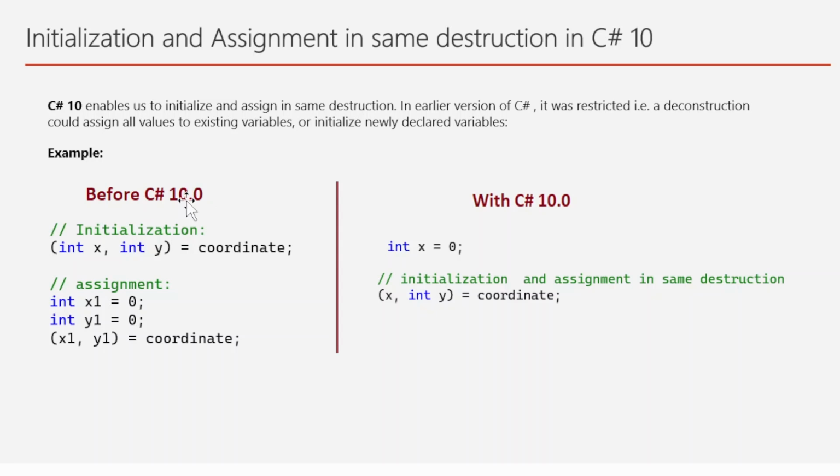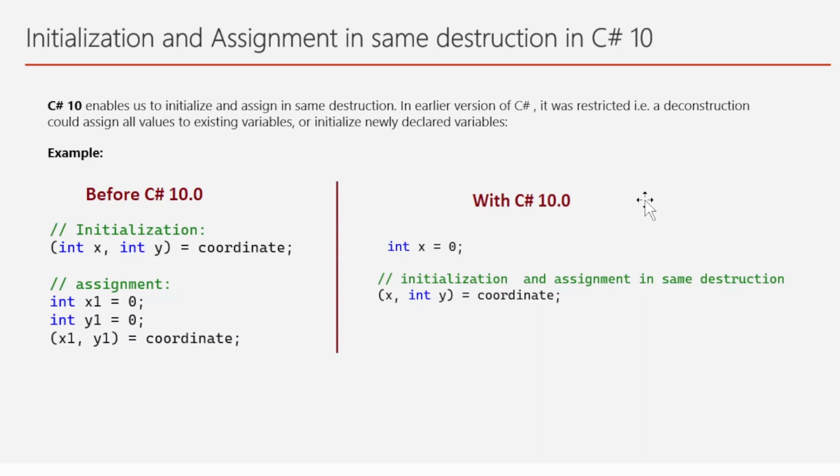Before C# 10, we used to write int x, int y is equal to coordinate, with assignment like this: int x1 is equal to 0, int y1 is equal to 0, then x1, y1 is equal to coordinate. With C# 10, we can write int x is equal to 0, and initialization and assignment in the same deconstruction like this: x, int y is equal to coordinate. So with C# 10, we can write initialization and assignment in the same deconstruction. C# removes the restriction in C# 10.